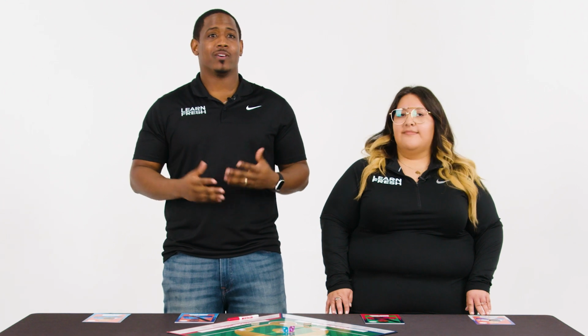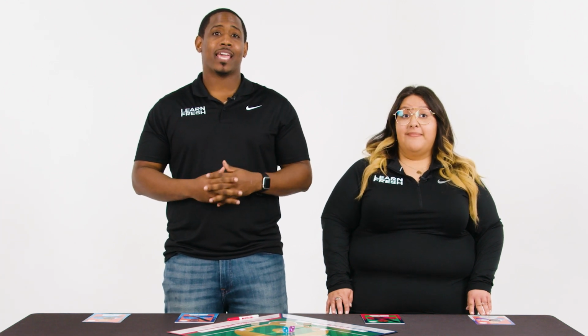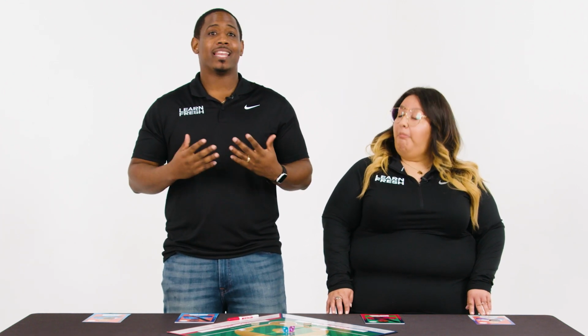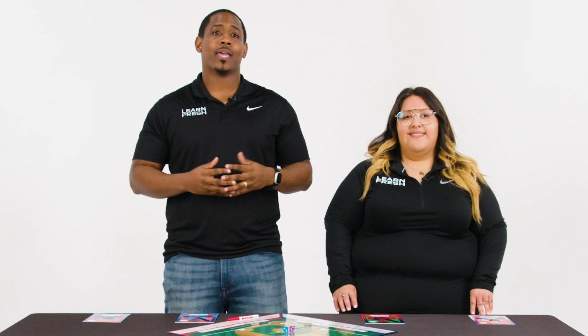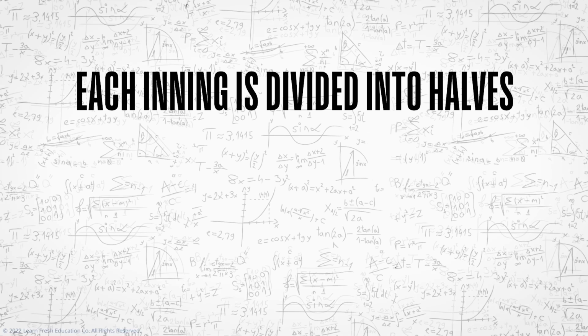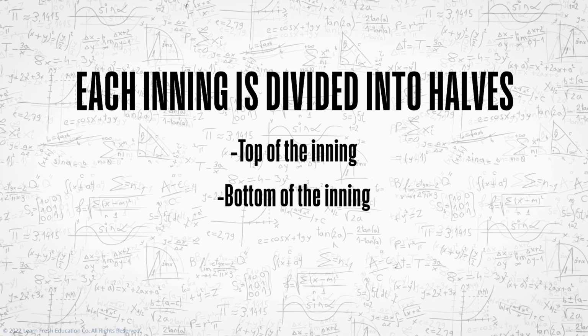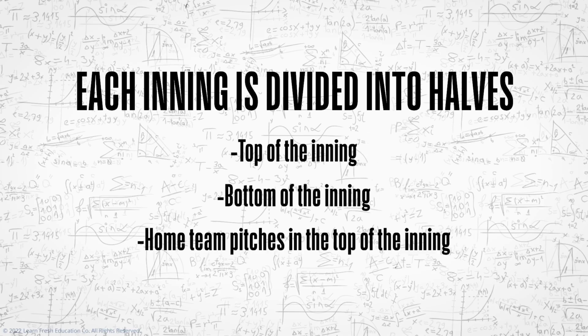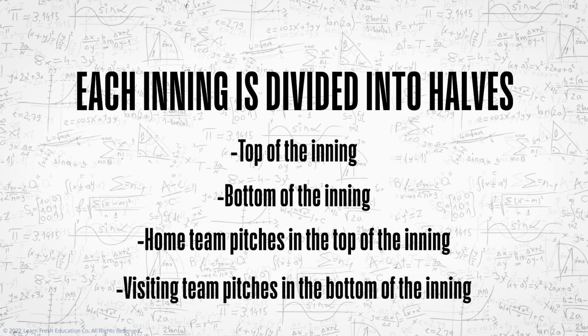The game of baseball is not timed. Instead, the game is divided into innings. In each MLB Players STEM League game, there's at least 7 innings. Each inning is divided into halves, called the top and bottom of the inning. The home team pitches at the top or first half of the inning. The visiting team pitches at the bottom or second half of the inning.